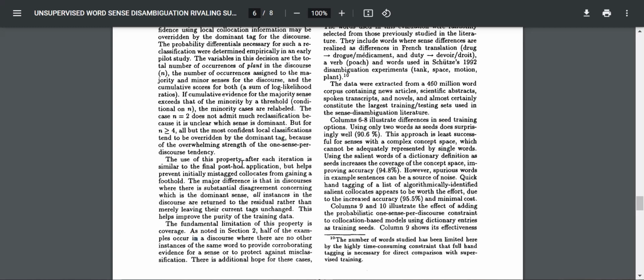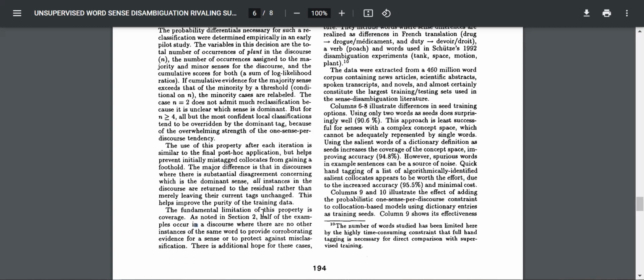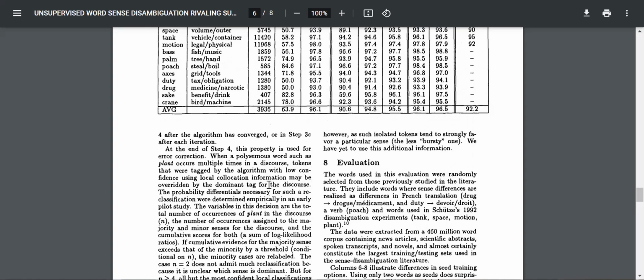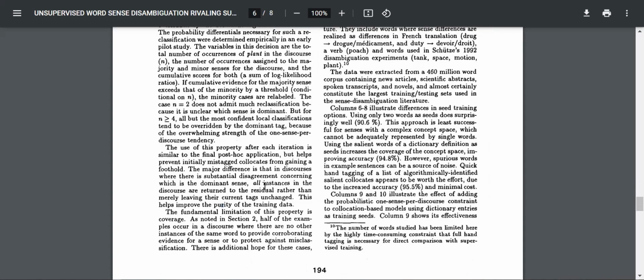The use of this property after each iteration is similar to the final post hoc application, but helps prevent initially mistagged collocates from gaining a foothold. The major difference is that in discourses where there is substantial disagreement concerning which is the dominant sense, all instances in a discourse are returned to the residual rather than merely leaving the current tags unchanged. This helps improve the purity. So I guess this makes sense why all of this is being done.